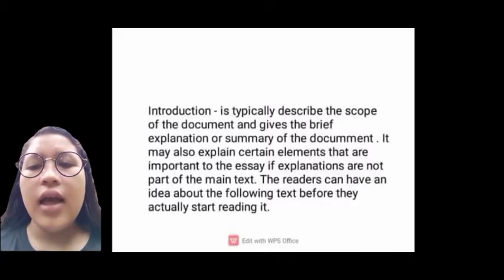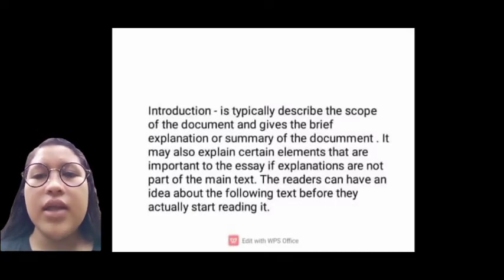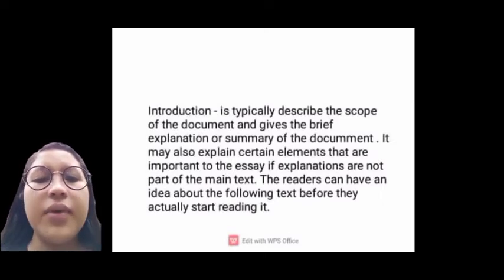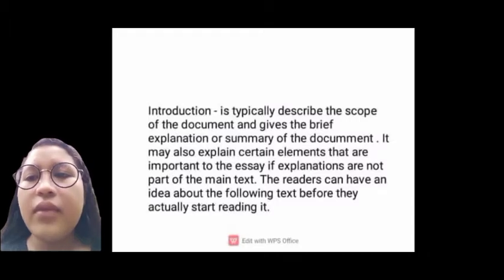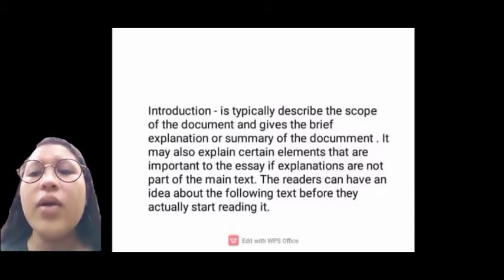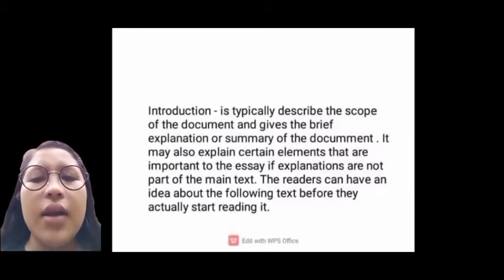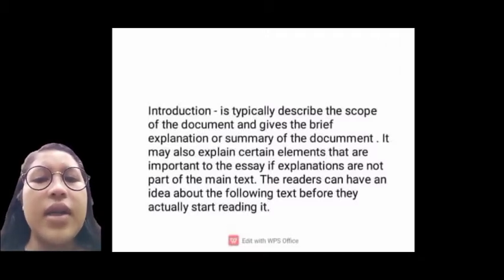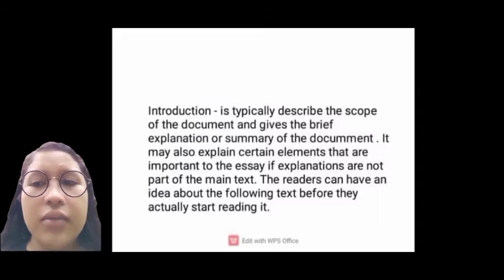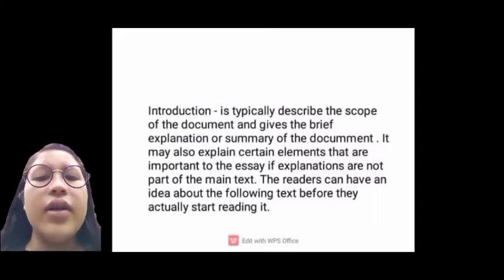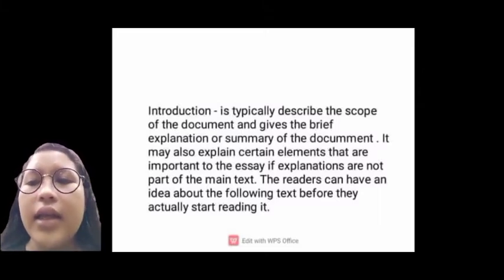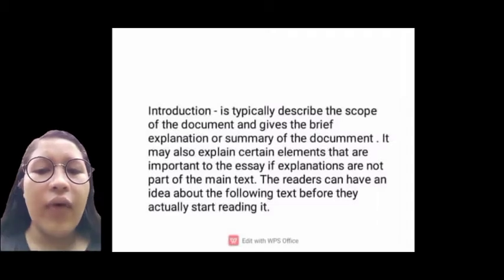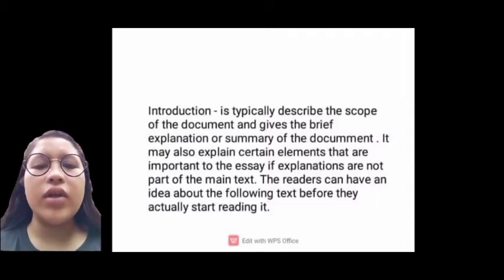Introduction. An introduction typically describes the scope of the document and gives a brief explanation or summary of it. It may also explain certain elements that are important to say if the explanations are not part of the main text. The reader can have an idea about the following text before they actually start reading it.